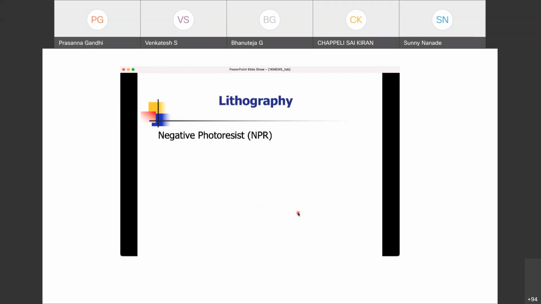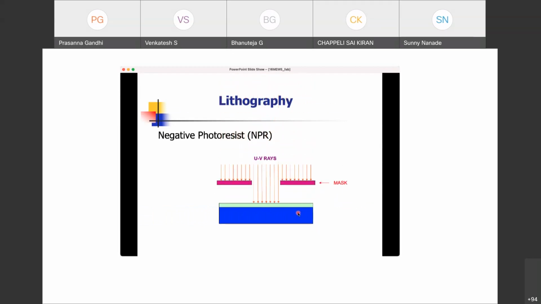Okay, for negative photoresist, the exactly opposite phenomenon is going to happen. You start off with the wafer, you coat this surface with the spinning process, and you expose. Now the part which is getting exposed will remain after processing, and the other part will be gone. Okay, so this is called negative photoresist.